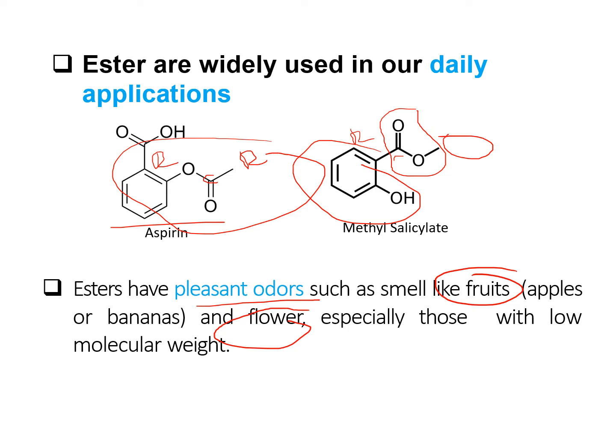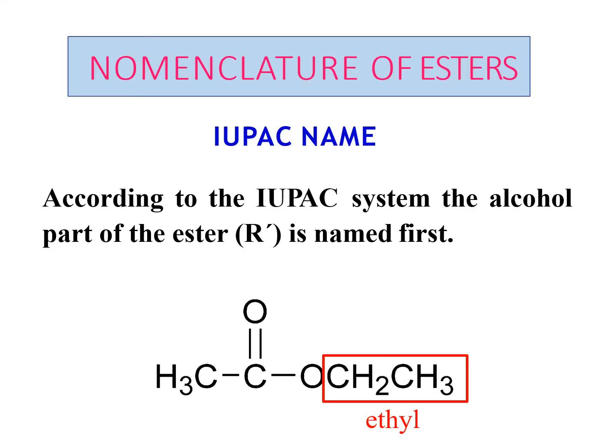Okay, so later we will do experiment 3, where we will synthesize an ester. From that lab, a smell will come out, which is the banana smell. Okay, so next, we go to the nomenclature of ester.